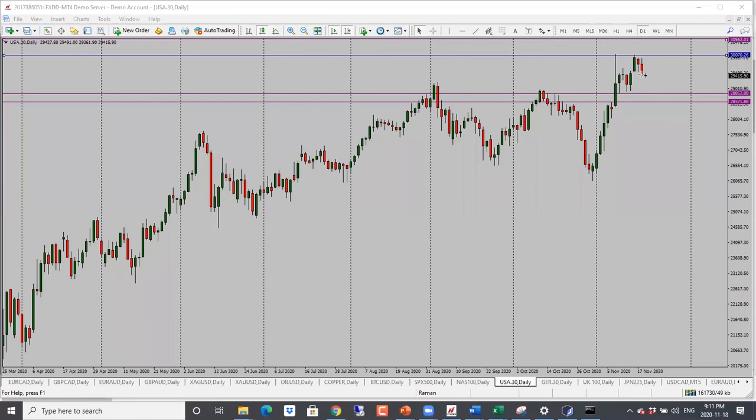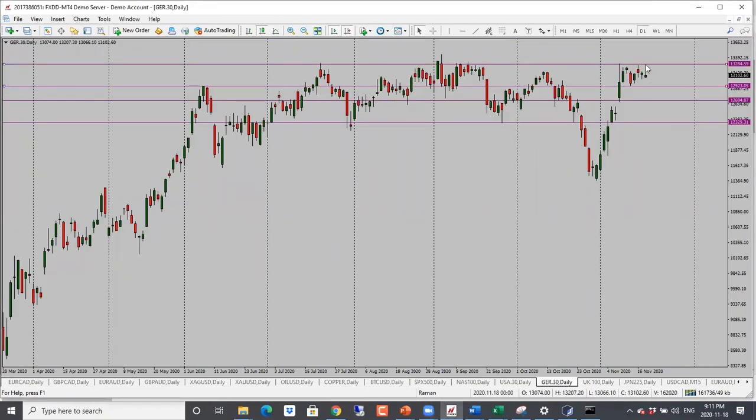Solid candle, so bias is bearish here. We may get a bit of a pullback and then looking for a drop, 28,850 and 28,570, so bearish bias. DAX here, DAX also looking bearish.